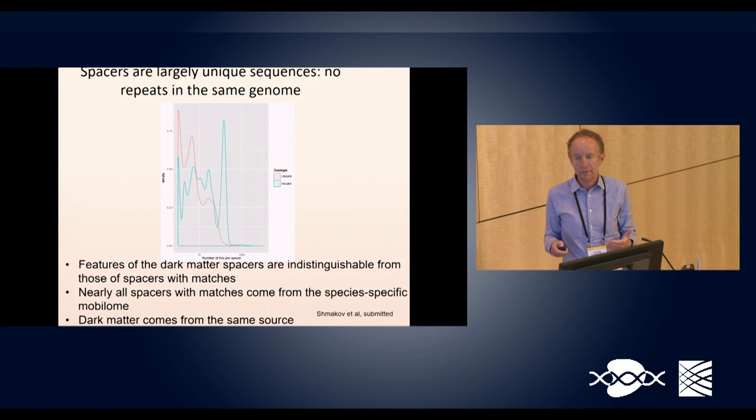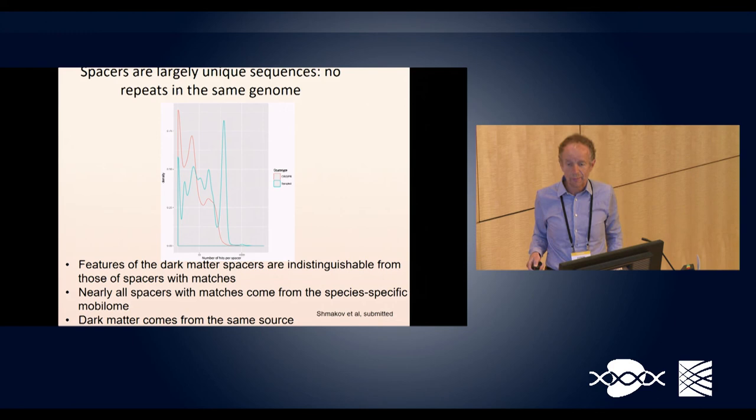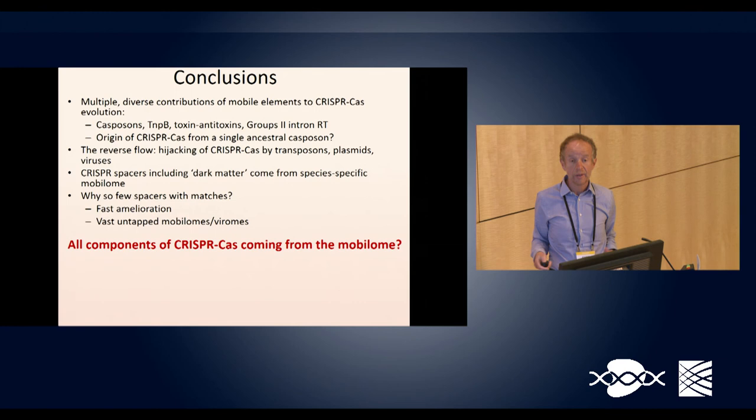They come from fast evolving sequences that share the sequence features with the host genomes and the phages. So what we conclude, and of course importantly, nearly all spacers that have matches come from species-specific mobilomes. So what we have to conclude, I think, is that most likely the dark matter comes from the same source. And I will make my conclusions now from this entire presentation.